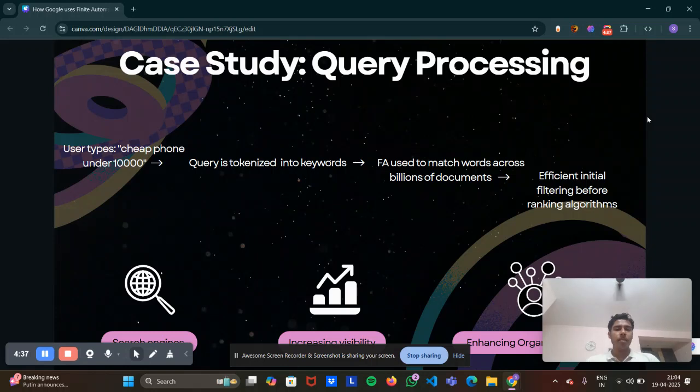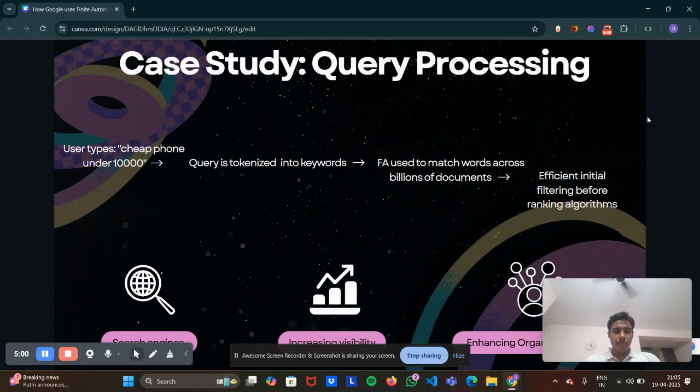Now, let's do a case study on query processing in the Google search engine. Let's say a user types "cheap phone under 10,000" into the Google search bar. What happens next? The query is first broken down into tokens. Tokens are actually words like cheap, phone, under, and 10,000.